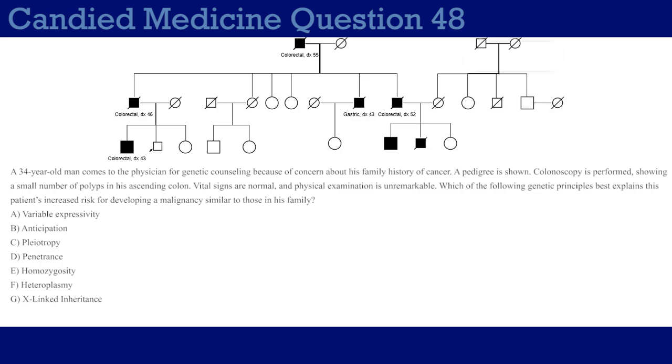So after we rule out mitochondrial, we check every single generation and see if it ever skips a generation. If it never skips a generation, then we have a dominant mode of inheritance. If it does skip a generation, then it's recessive. And then finally after that, we check if there's male-to-male transfer. If it does have male-to-male transfer, then we conclude that it is an autosomal disease. And if it does not have male-to-male transfer, then we suggest that it is probably an X-linked disease.